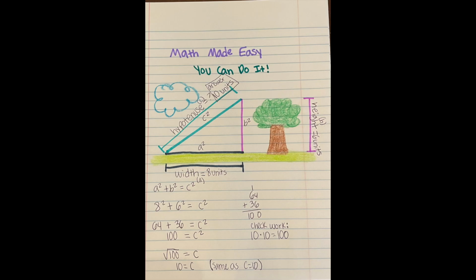Another way we can check our work here is just to see if it makes sense. So 10 times 10 is 100, so you can see that the answer makes sense. And you can tell that it makes sense too, because the width and the height here, and then the hypotenuse, the numbers are all pretty close. So we've got 8 and 6 and 10.